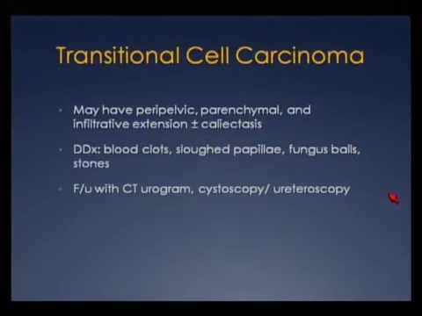Now, transitional cell carcinoma, as we all know, typically occurs in the bladder. However, if it does occur in the kidney, we may see peripelvic, parenchymal, and infiltrative extension. We may see caliectasis. Blood clots are the most common mimicker. And if we suspect transitional cell carcinoma, of course, we're going to recommend a CT urogram. And the patient also needs urologic evaluation with cystoscopy and ureteroscopy.